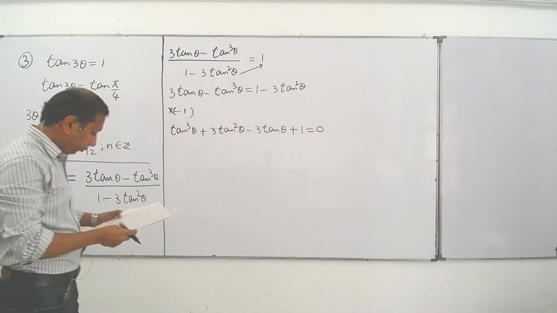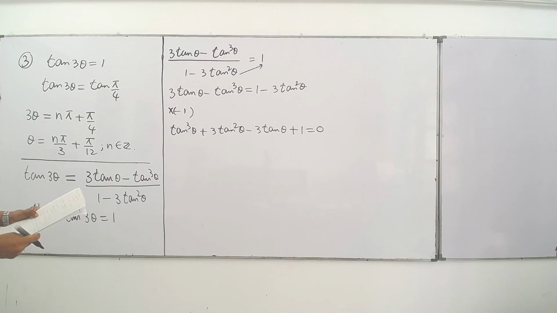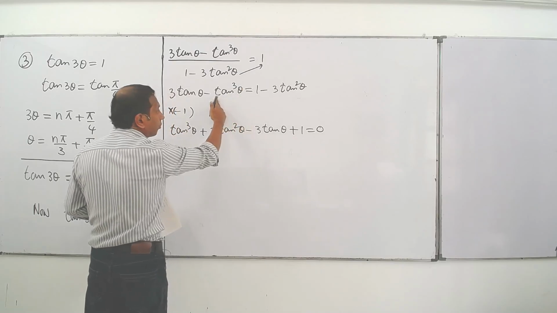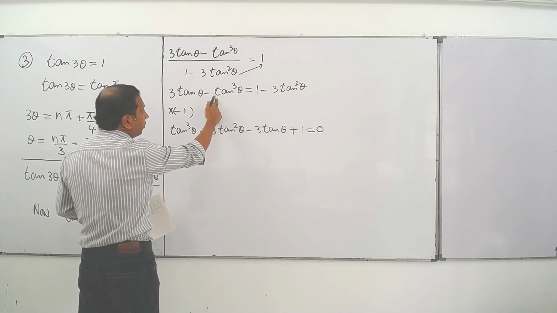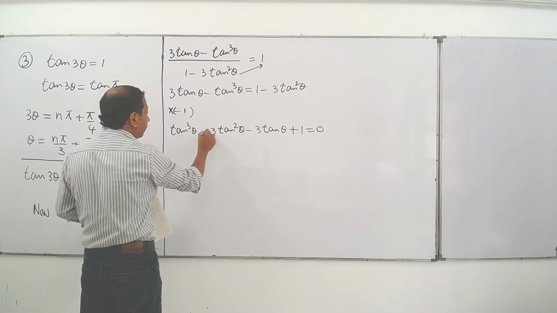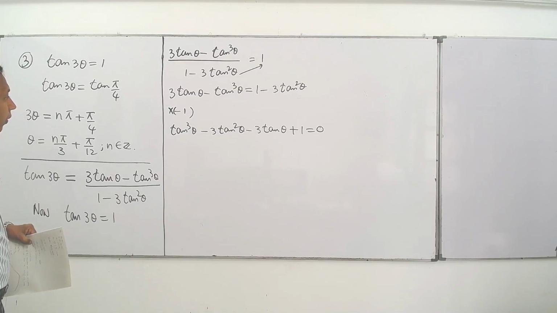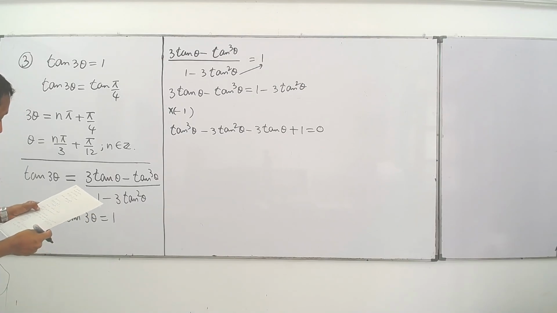Okay. Right. Yes, here we have a mistake. When we take this to this side, it is plus 3 tan square theta, but we multiply by the minus sign, so it is minus. Right. This way we get tan cube theta minus 3 tan square theta minus 3 tan theta plus 1 equals 0. Right.